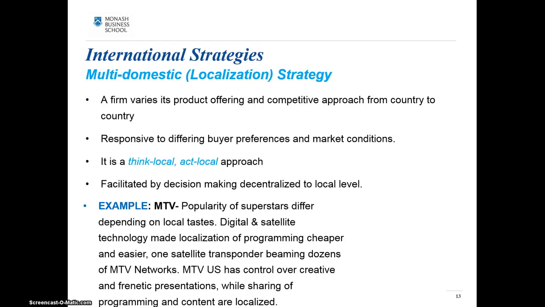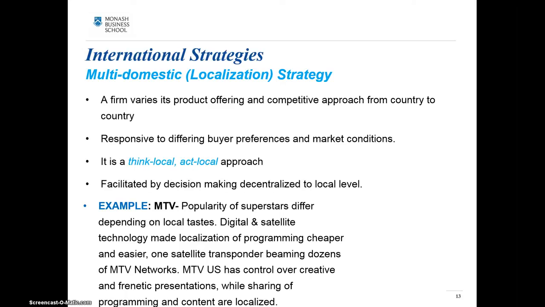Alright, let's look first at the multi-domestic or localization strategy. Now, as you can see, this is where a firm varies its product offerings and competitive approach from one country to another. Now, this in turn allows it to be quite responsive to differing buyer preferences and market conditions. So when we see different consumer trends and preferences from one market to another, this strategy enables the firm to adapt its product offerings to suit those. And so you don't have this one-size-fits-all approach that we see with the global strategy. In this way, it can be seen as a think local, act local approach.